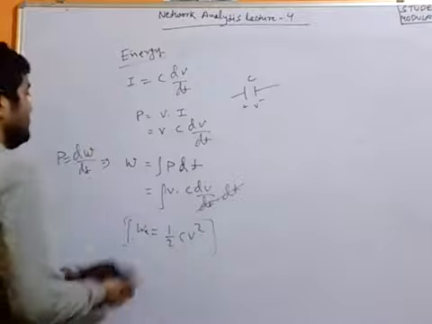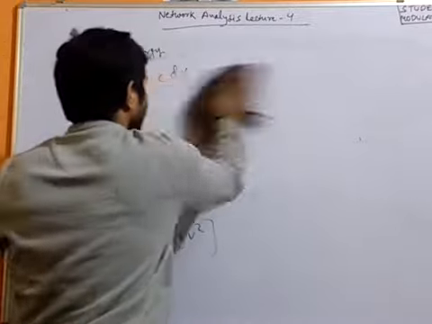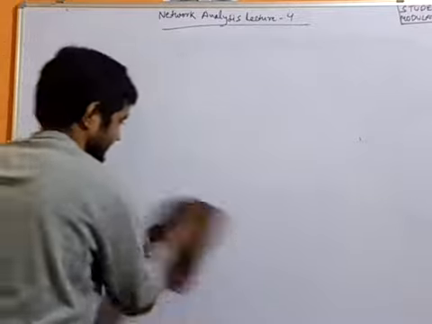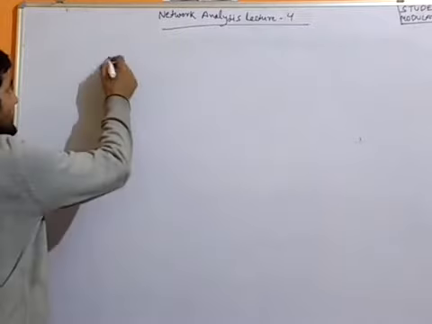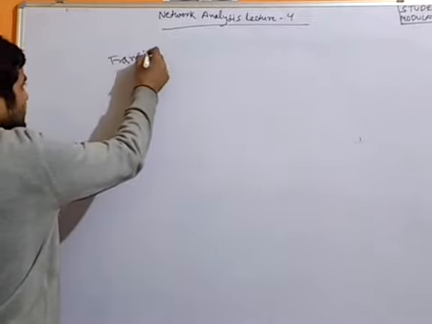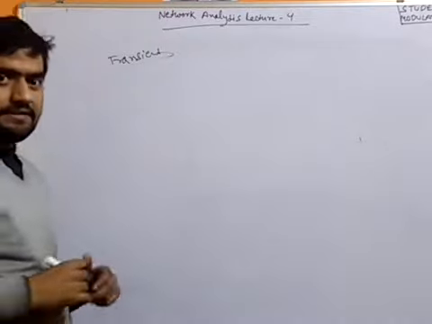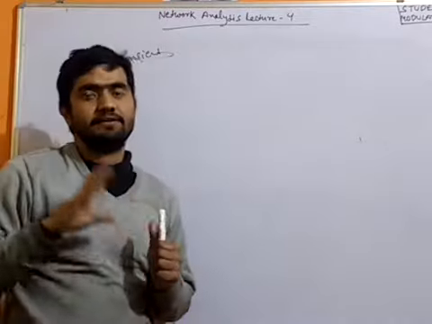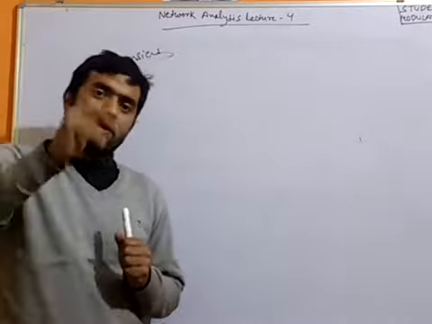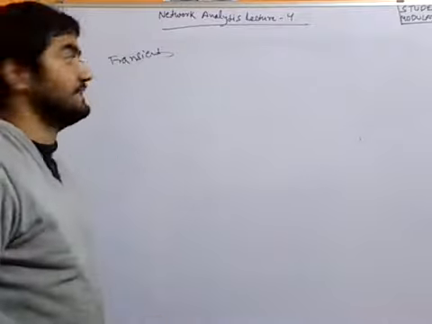Now come to the transient and steady state analysis of the capacitor. Transient and steady state analysis. So this is transient analysis. Transient, just as we learned, is the property of the capacitor to oppose the change in voltage.